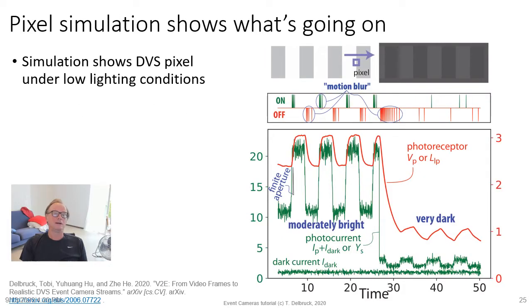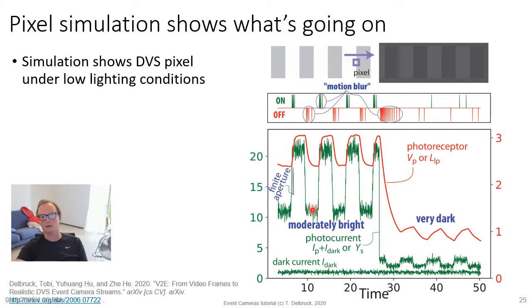Okay. You can understand what's going on here if you do a detailed pixel simulation. This simulation is from our V2E paper, and shows the DVS pixel under low lighting conditions. You can see the pixel responding to a pattern which is moving by. First, the pixel sees a bright scene, a certain contrast bright scene, and then the scene gets dark. It's like looking at railroad ties. You're in the sun, and all of a sudden you go into the tunnel.